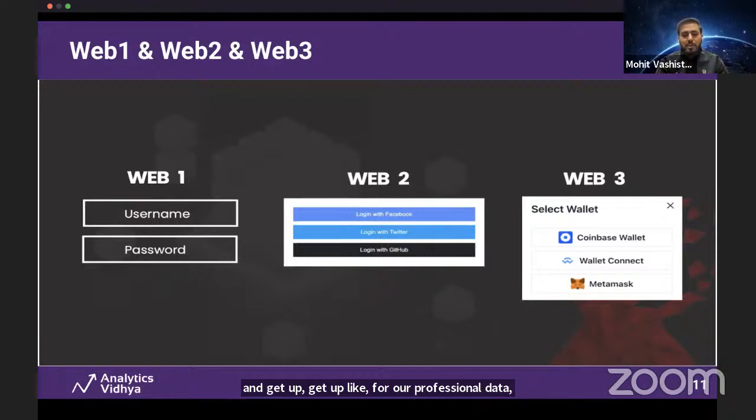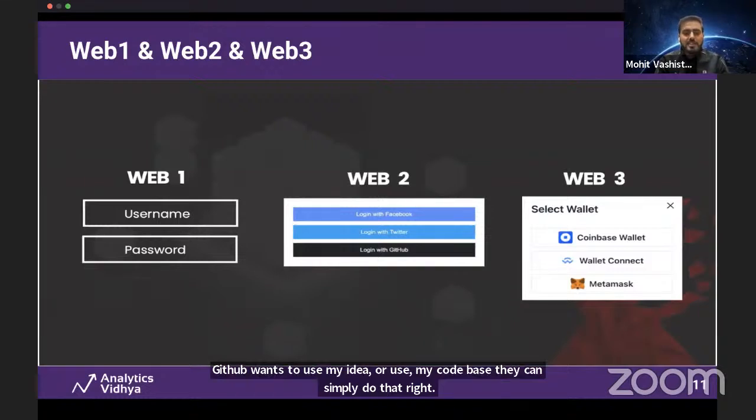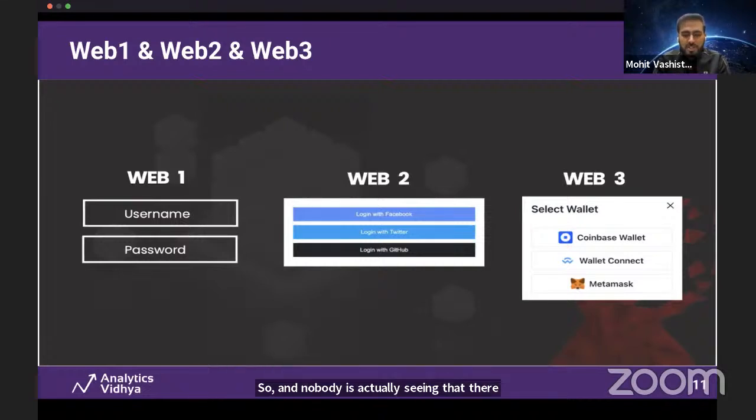For example, if I'm working for a company and I have a public GitHub profile, we have an option of private and public, like whether I want to make my repo public or not. But still, GitHub has that access, right? If GitHub wants to use my idea or my code base, they can simply do that, and nobody is actually seeing that. There is no regulation on that as well, right? So now comes web 3.